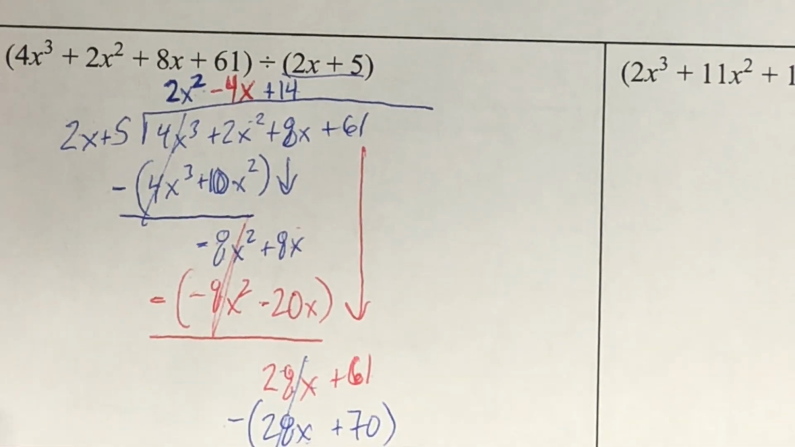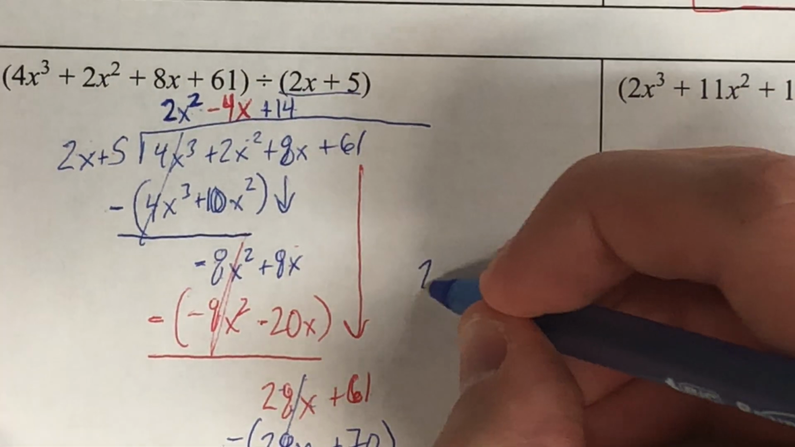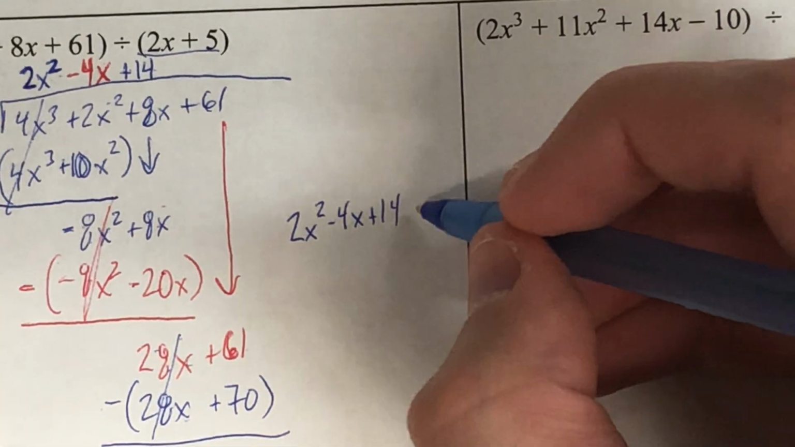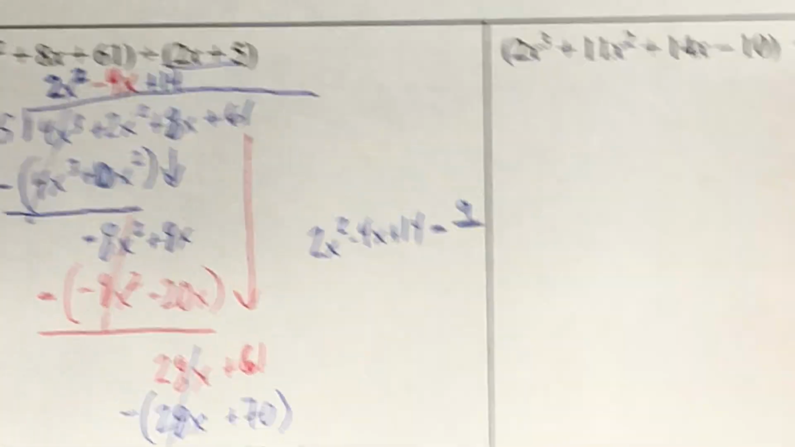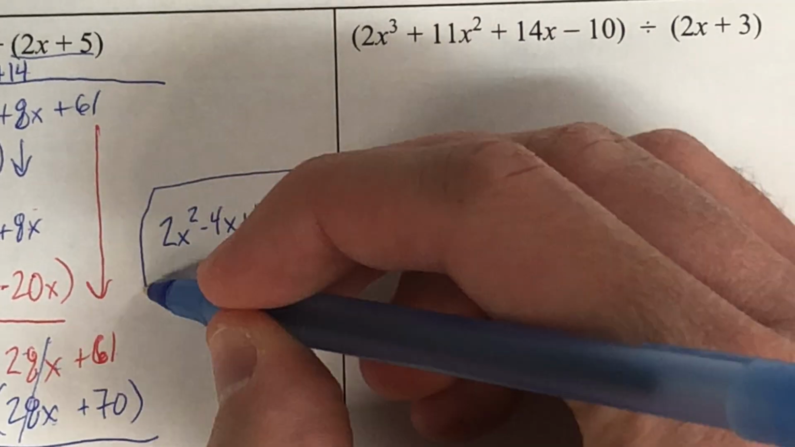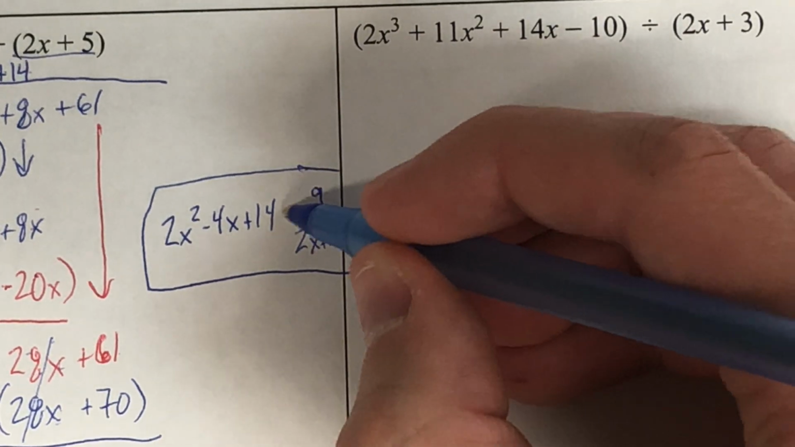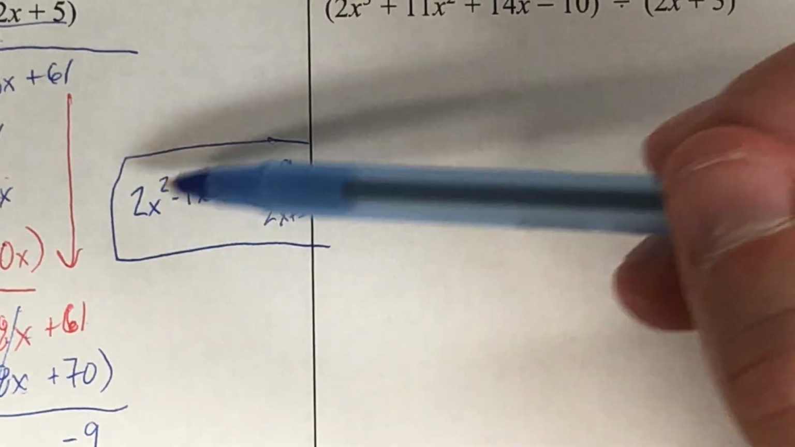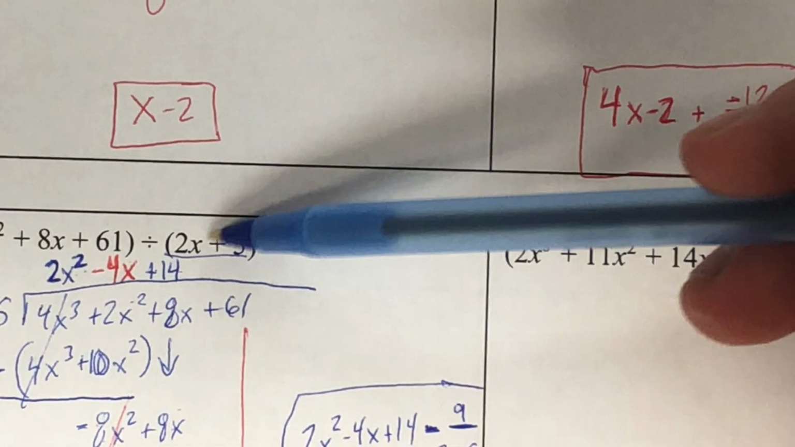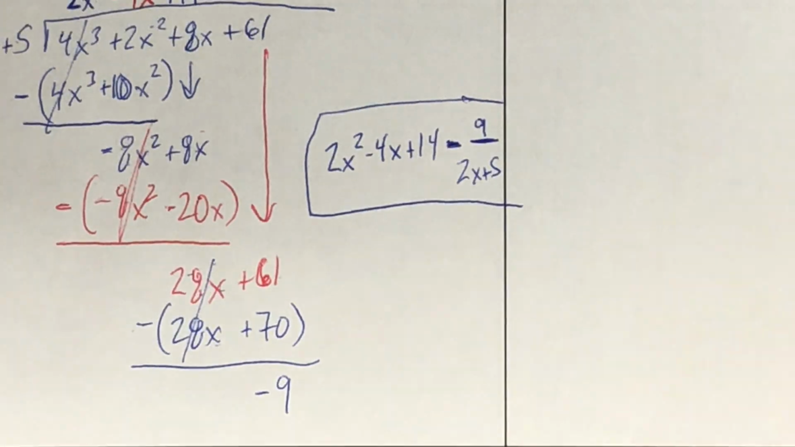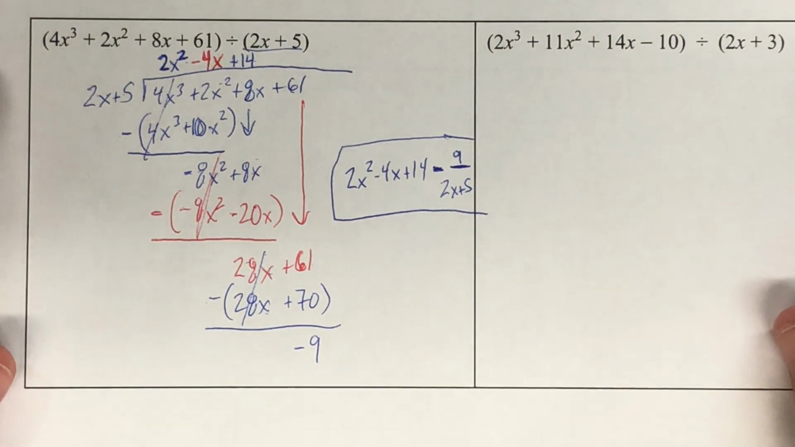We're at our remainder. So our final answer would be 2x squared minus 4x plus 14, coming from the top. And then we have minus 9 over what we're dividing by, 2x plus 5. Notice that 2x plus 5 is only the denominator for our remainder. We don't have any fractions left for the rest because we've already divided that out, but that remainder still has that 2x plus 5. Zoom out, give me a better picture.